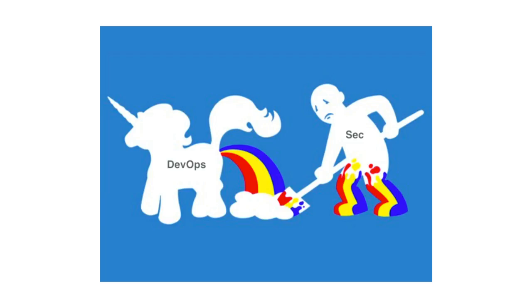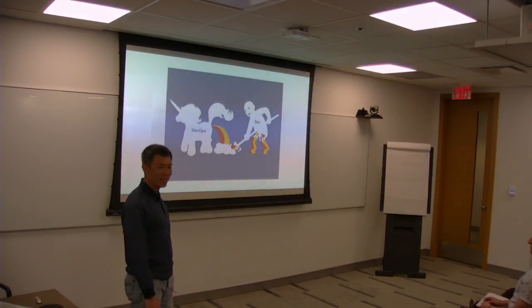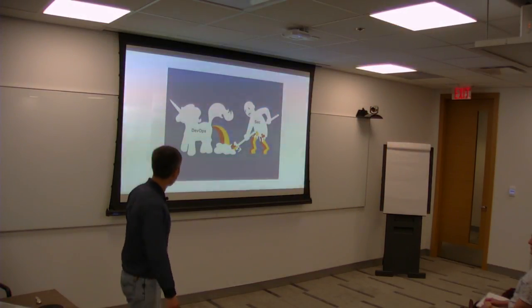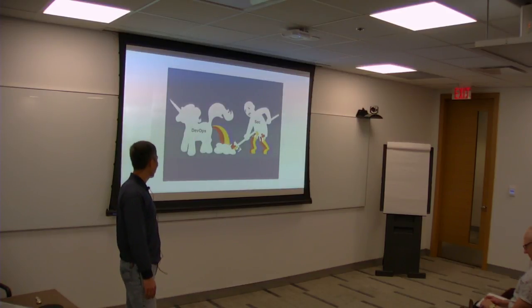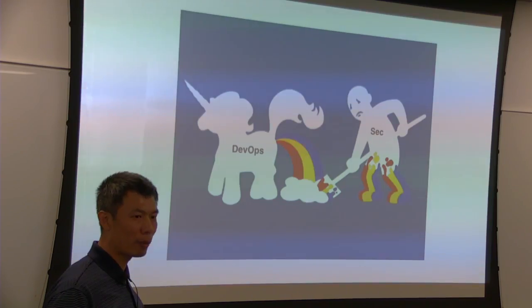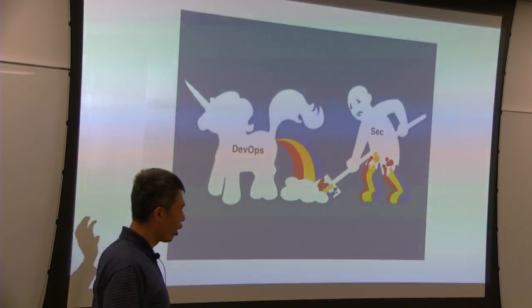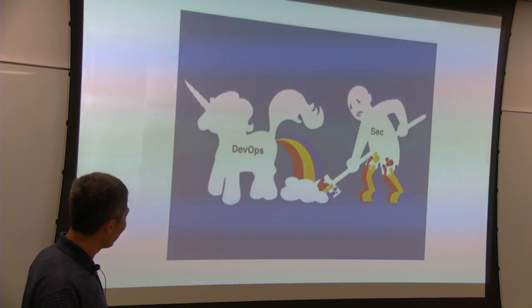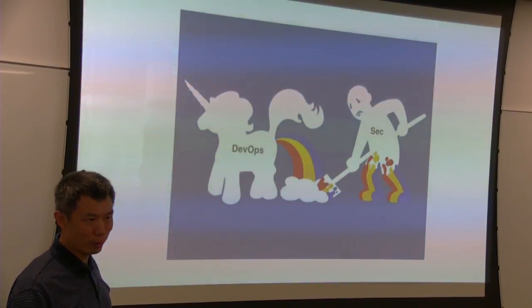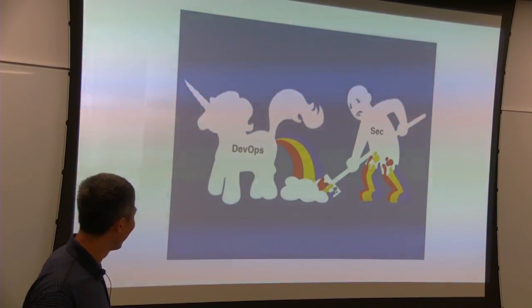This is one of the most common pictures that I show when people talk about DevOps and security. So basically it means DevOps is the unicorn. Everyone loves it, but it's up to the security team to shovel the shit, clean up the shit.